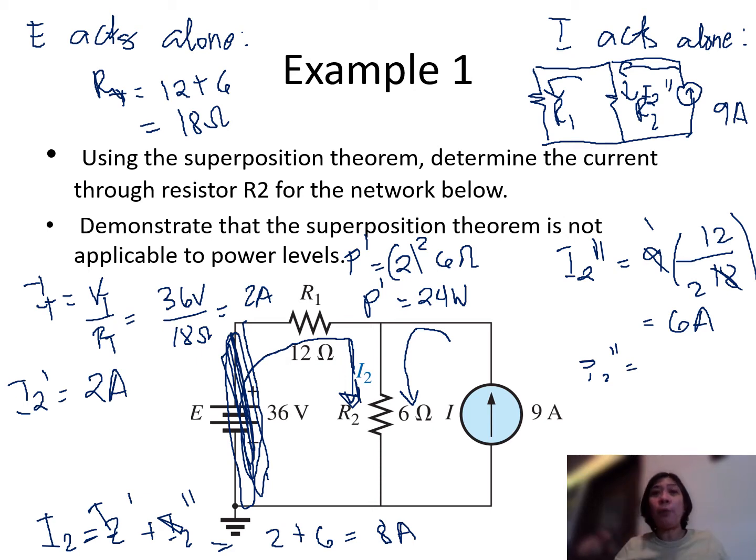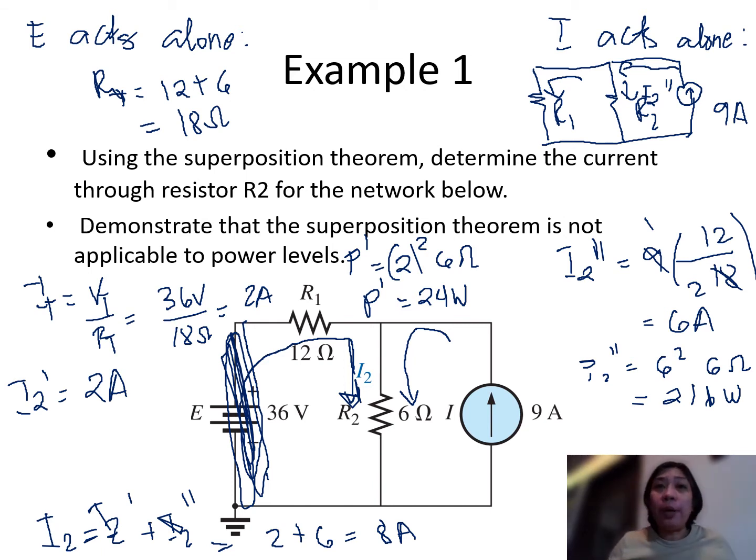Now how about our power double prime? This is the power being dissipated when your current I acts alone. So this is given by the formula 6 squared multiplied by 6 ohms. That will give us 6 squared times 6, which is 216 watts.